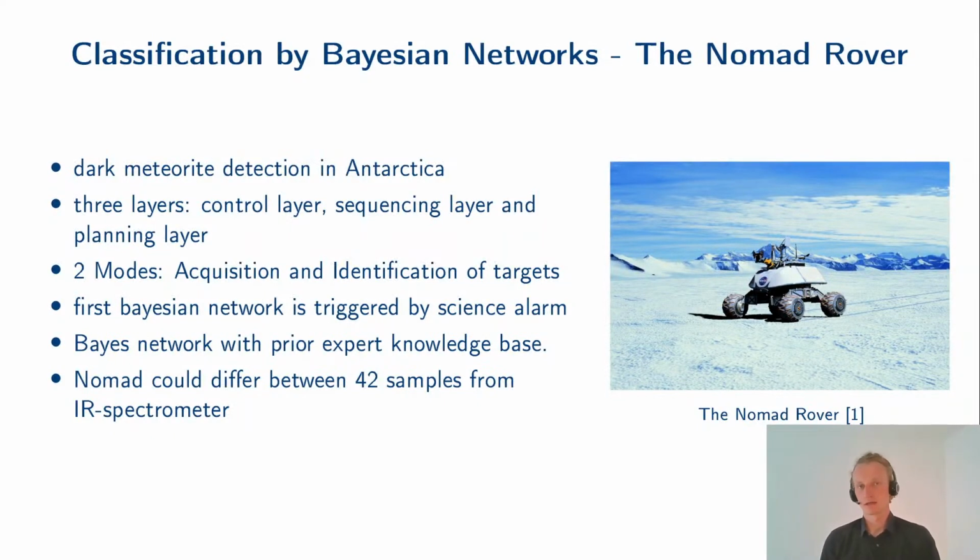It had 3 layers: a control layer for sensors and actuators, a sequencing layer for coordination of primitive behaviors, and finally a planning layer for optimizing mission parameters such as energy consumption, for example. It had 2 modes, an acquisition and an identification mode, and here you can see again that we first have this acquisition and finding of new data, and then the identification and classification.